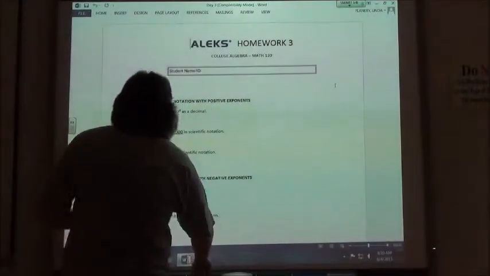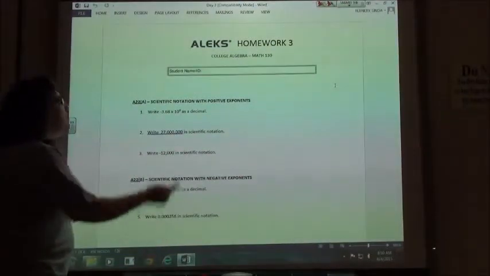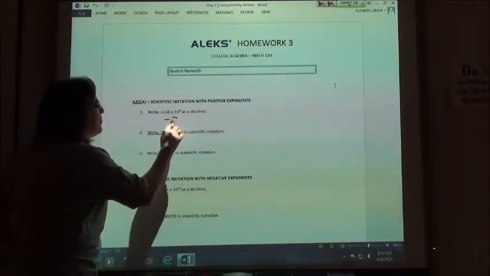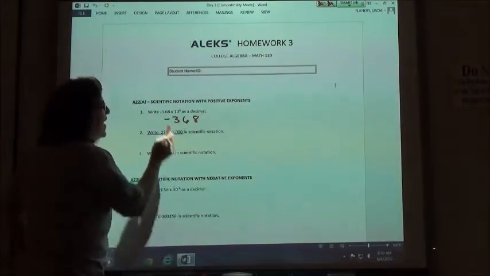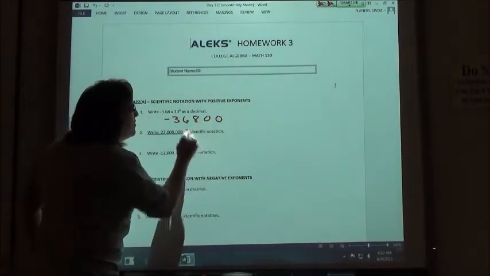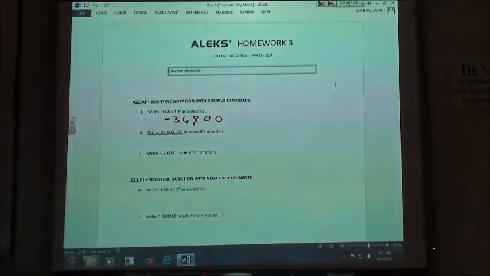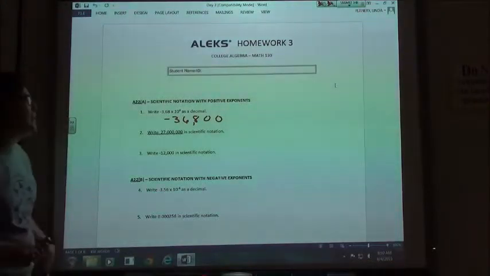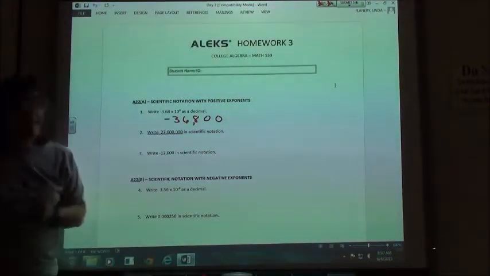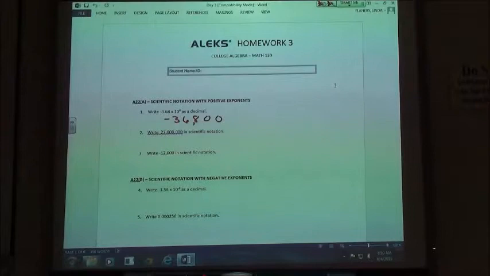So if I take negative 3.68 times 10 to the 4th power, I'm going to have my negative 368, and then I'm going to have to add 2 more zeros to that. Anything that's bigger than 1,000, they usually like you to put the comma in just because it looks pretty, not that you really have to have it there. So negative 36,800.